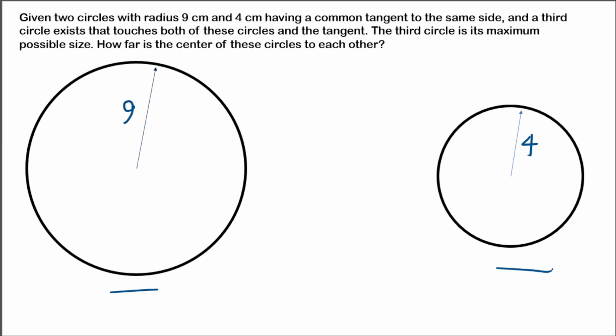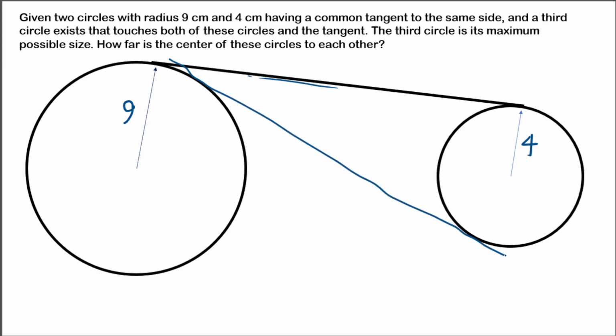Now these circles are separated from each other and they have a common tangent. So how does it look? This looks like this. So this is the common tangent, right? That is the common tangent of the same side. The common tangents can be like this as well, but we are not talking about that common tangent, right?